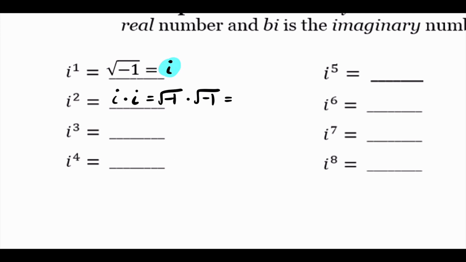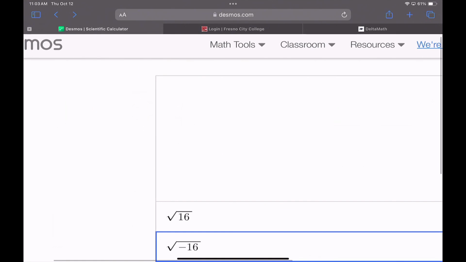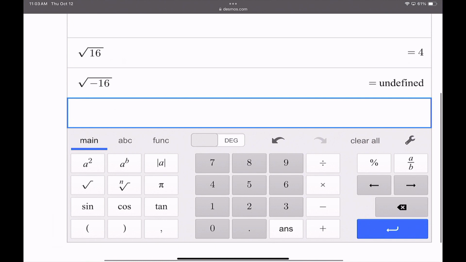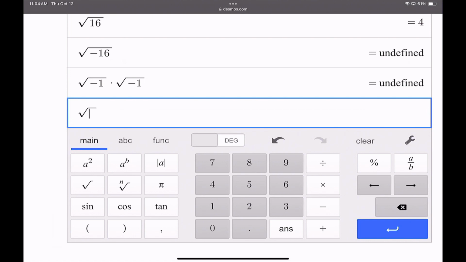So let's ask the calculator. The calculator will hopefully be able to do this part. So we say square root negative 1 times square root negative 1. Didn't help us. Well, let's use a different number. Let's say the square root of 3 times the square root of 3. Because the calculator doesn't like negatives underneath the root, let's change it to positive. What's the answer? 3. Okay.